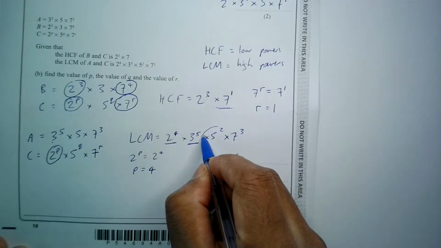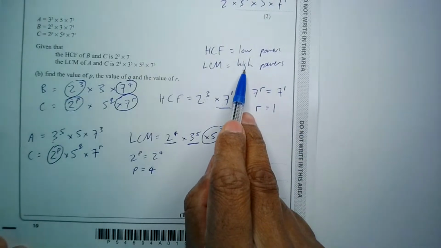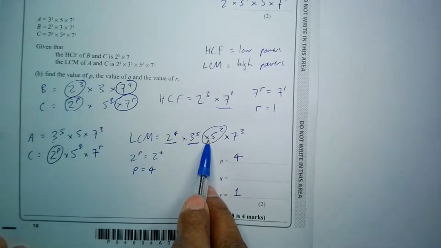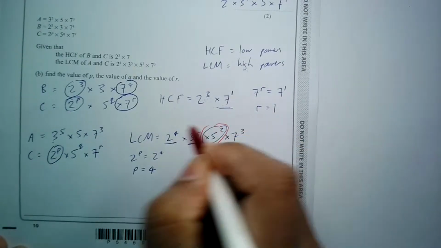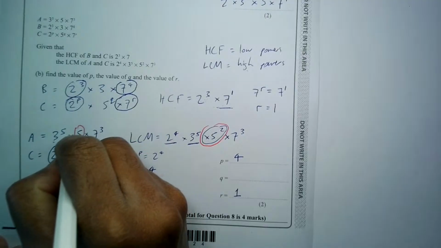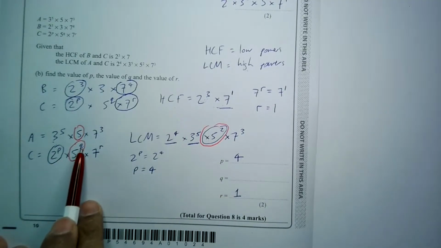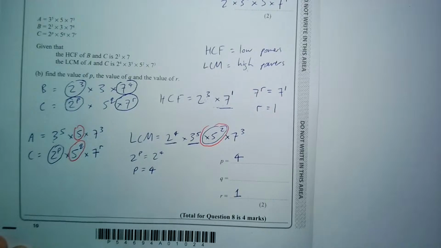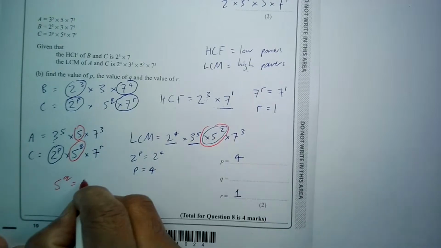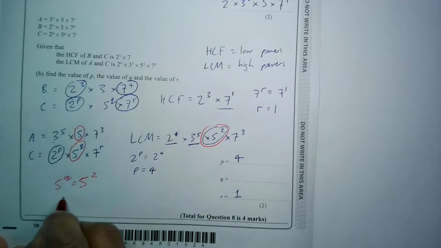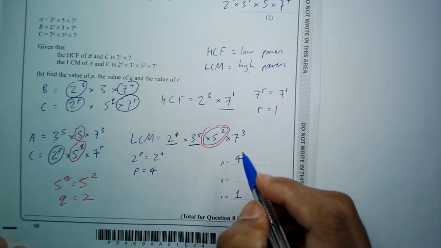Next we have 5 squared. Here, LCM, remember, is the higher power. I'll use a different color actually. 5 squared, we've got 5 and 5 to the power q. So we're using the larger power. That means 5 to the power q equals 5 squared, which means q equals 2.